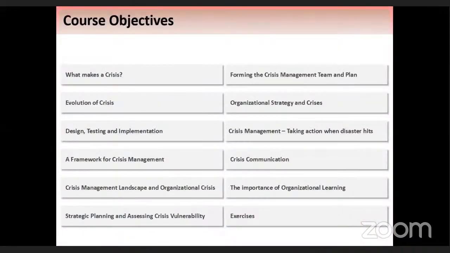We look at what makes a crisis and the evolution of crisis. We look at designing, testing, and implementation. We look at the framework for crisis management, then the crisis management landscape and organizational crisis. We'll look at strategic planning and assessing crisis vulnerability. We'll also consider forming the crisis management team and plan, organizational strategy and crisis management, taking action when disaster hits. Then crisis communication, the importance of organizational learning from crisis, then one or two exercises and the summary.